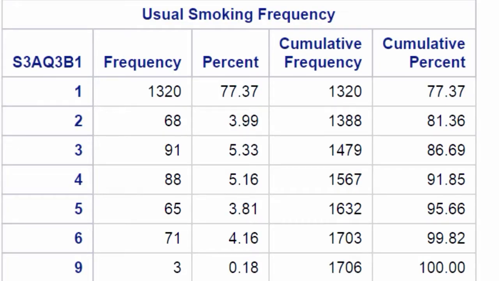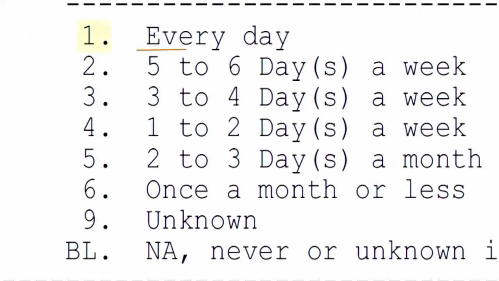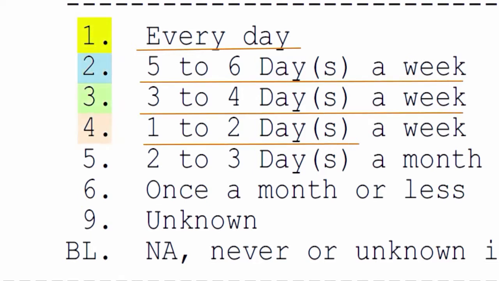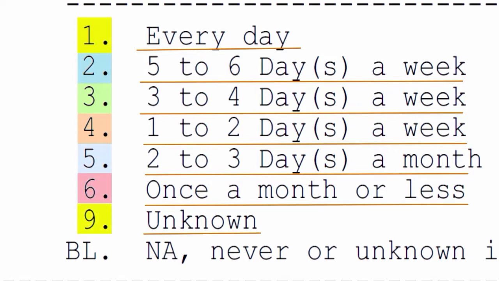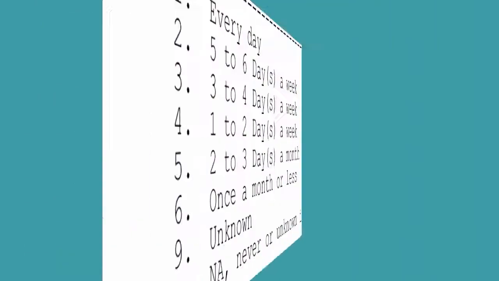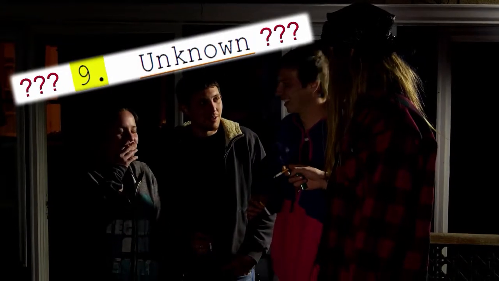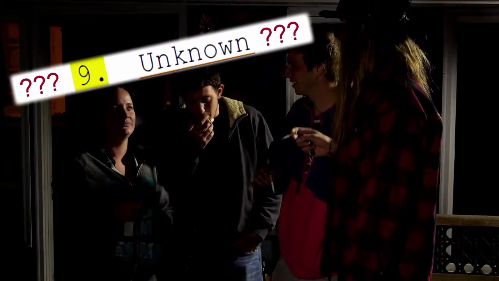A first step to consider is whether or not you need to code out missing data. We'll use our young adult smoking project as an example. In the NESARC codebook, you see that the response category 1 means daily smoking for variable S3AQ3B1. And you can read down to see the meaning of other response categories for the usual smoking frequency variable and frequency table. Your data will often include response categories that don't help you answer your question, even though they provide information. For instance, in this variable, we have a response category unknown, coded as a 9. For these responses, we simply don't know how much these individuals smoked, and therefore we don't want to include them in our analysis.